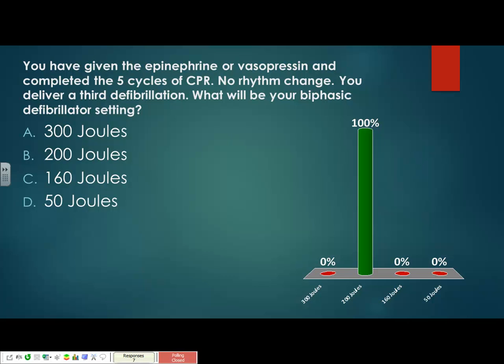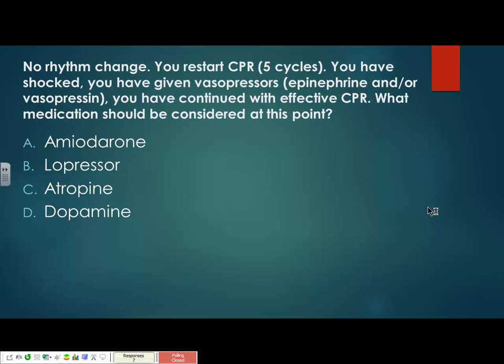What's the max on a monophasic machine? Do y'all know that? 360. Yeah, and remember, monophasic machines are going to give a lot more electricity, and that's why they're not favored as much.